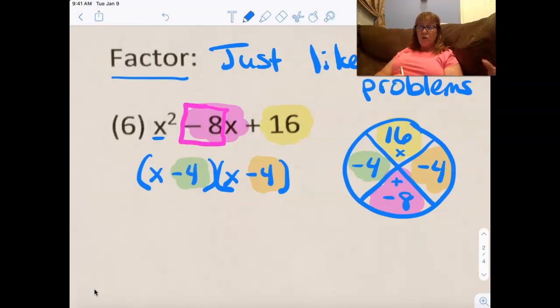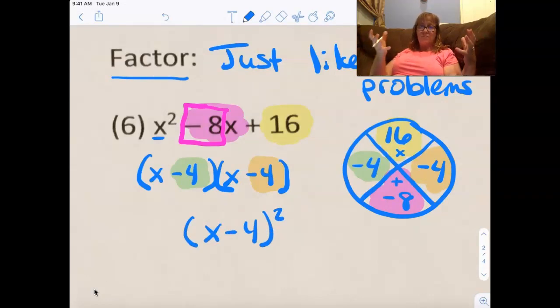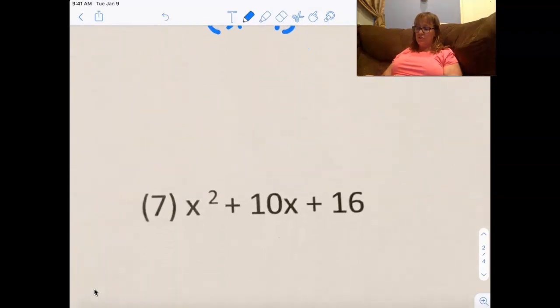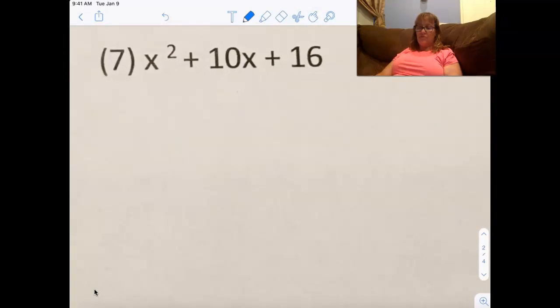Now, for most problems, this would be where you would stop. However, when you see a problem like this, where both binomials are exactly the same, this is where you would condense it down into just x minus 4 squared. Because if I'm squaring something, I'm multiplying something by itself. Okay, so now what I want you to do is pause the video and try to do number 7 with the same method and then come back and check your answer.